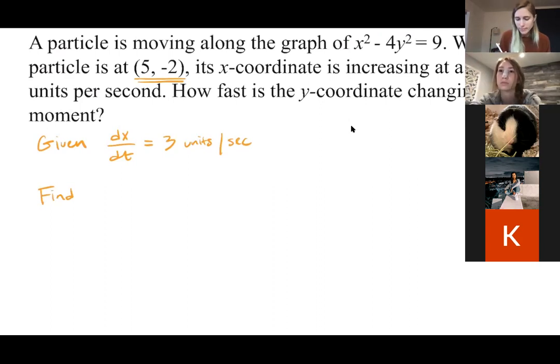dy over dx. Not dy over dx. Close though. So remember, say that one more time. dy over dt. We want to know how y is changing with respect to time. So the units on dy over dt will be units per second, just like they were for dx over dt. And we're trying to find dy over dt when the particle is at the point 5, -2. That describes the when.